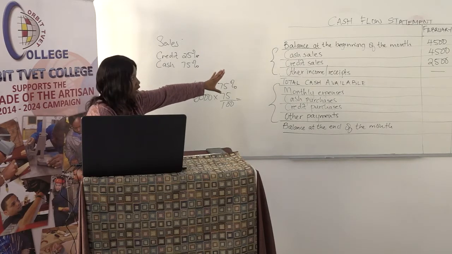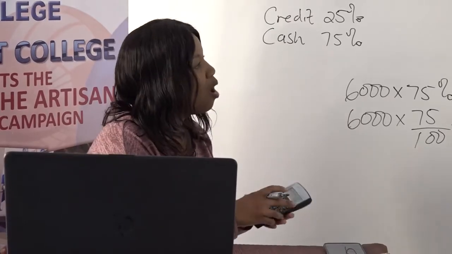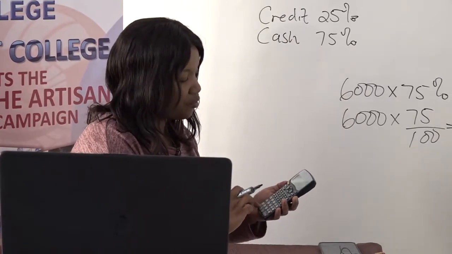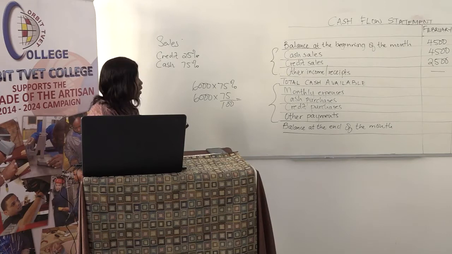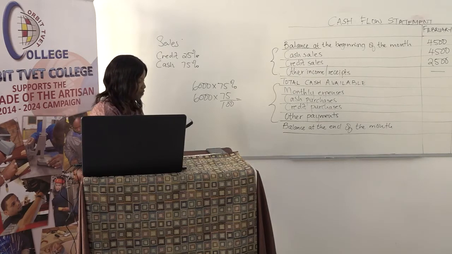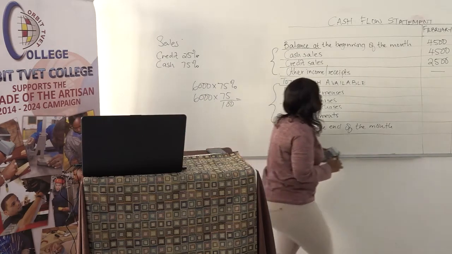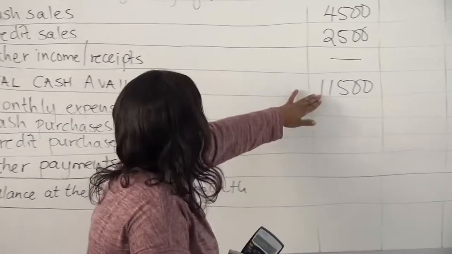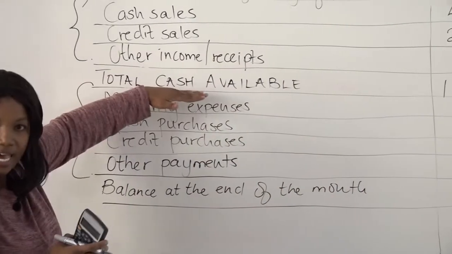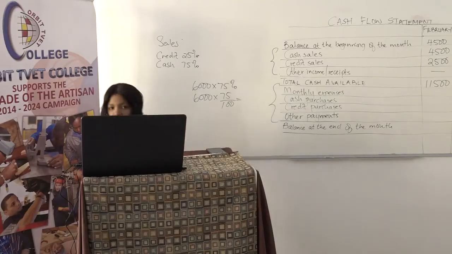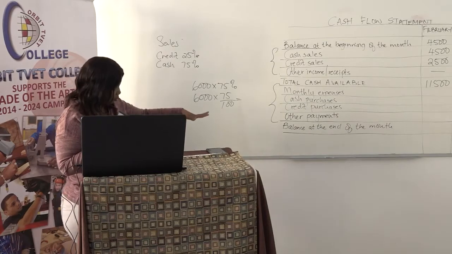Now, this brings us to the end of our cash receipts. We need to calculate how much is our total cash available. We have 4,500 as our opening balance, plus our cash sales of 4,500, plus our credit sales, which is 2,500. Then the total is 11,500 rands. Now this total, we call it total cash available. It is the cash that the business is expecting for the month of February.